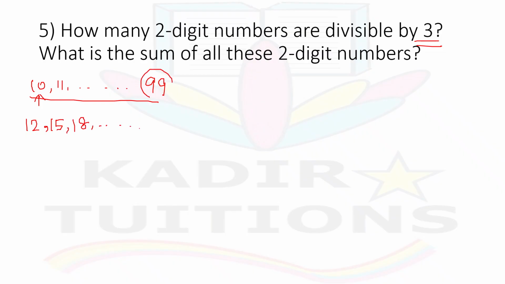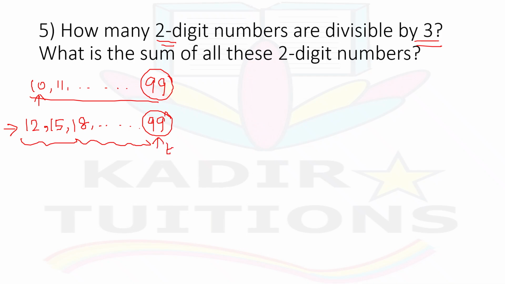What about the last number? Can the last number be divisible by 3? Yes, it can be divisible by 3. So this is the arithmetic progression sequence we got for the given question. Now the question is: how many two-digit numbers are divisible by 3? It means we are going to find which term this 99 is.